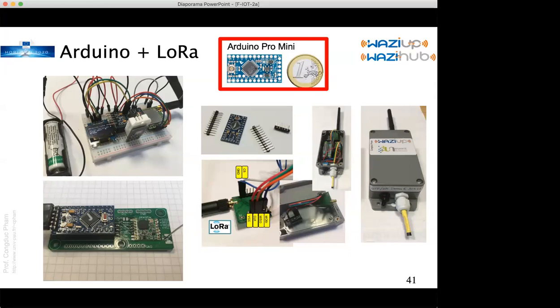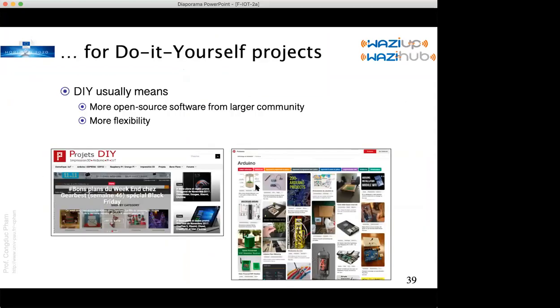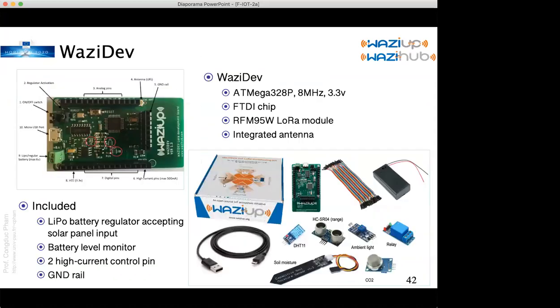Thank you so much. In the Wazihub project, we integrated this into the Wazidev, but provide some additional features that you otherwise have to add on top of the Arduino. We provide the regulator for LiPo batteries that can be recharged with a solar panel. We have battery level monitors. We have two high current control pins. We have a ground rail, because a lot of the time when you want to connect sensors, you're missing ground pins. If you look at the Arduino, there's only two ground pins, so if you need more, it's a bit difficult. This is the kind of thing that we provide, but it's not very different from an Arduino Pro Mini. It has Arduino features, but it's not that different.